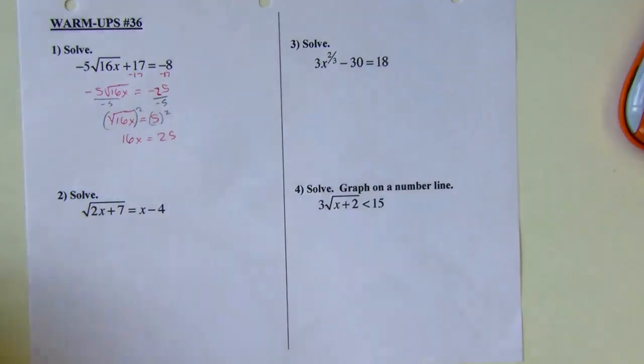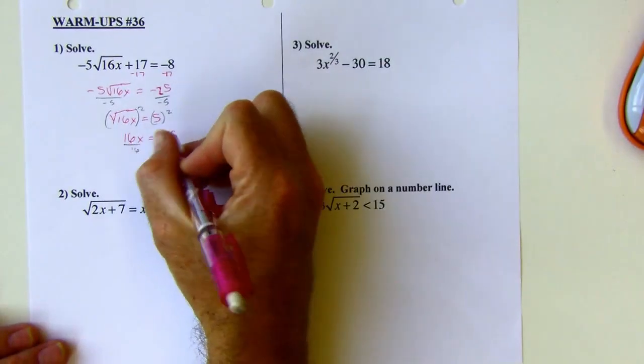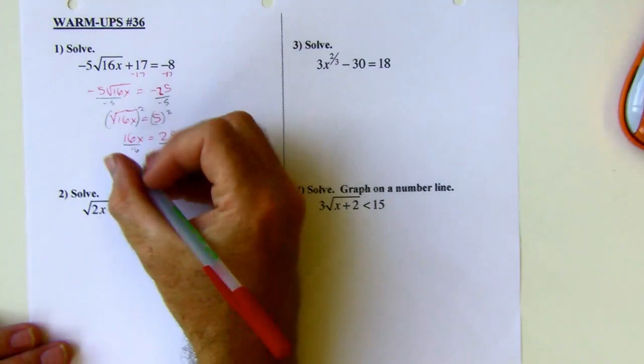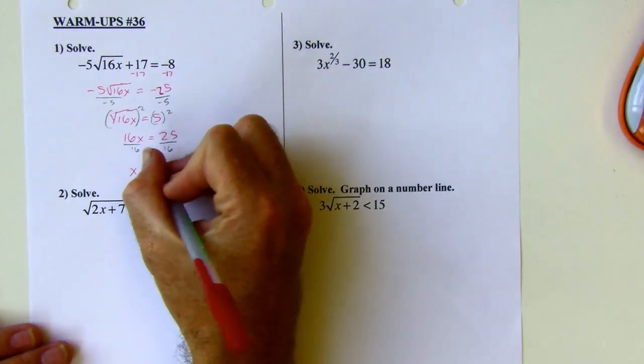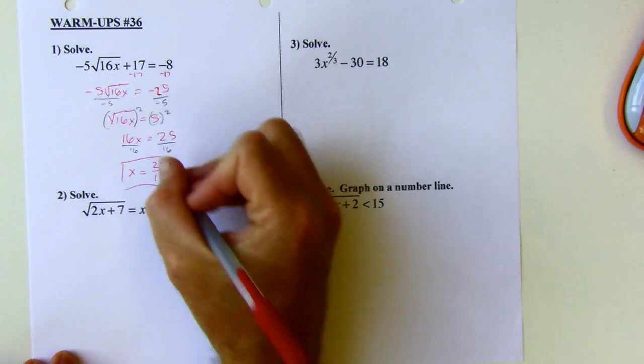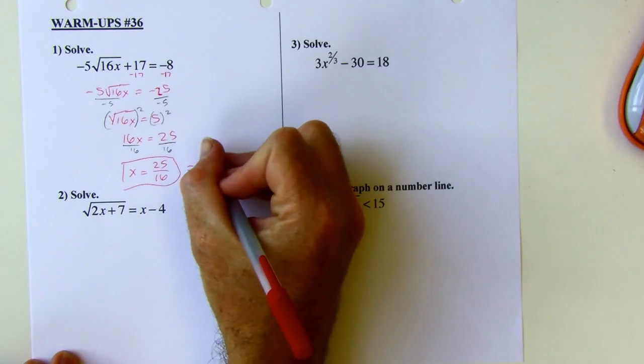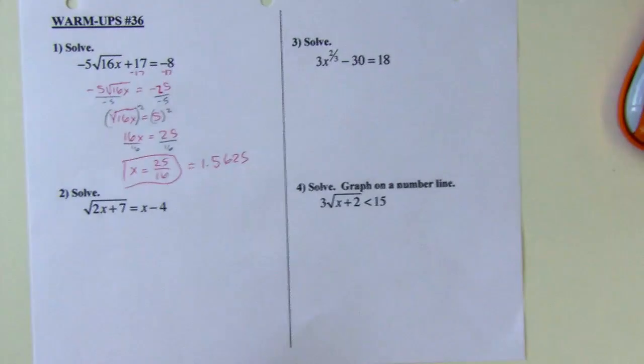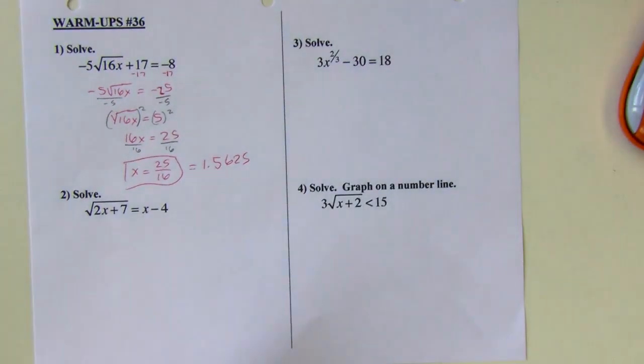And finally divide by 16. So x will equal 25 over 16. And you can't reduce that, so you could leave that like that. That would be fine. Or this comes out to 1.5625 if you put it in a calculator. That's fine too. Okay, next problem.